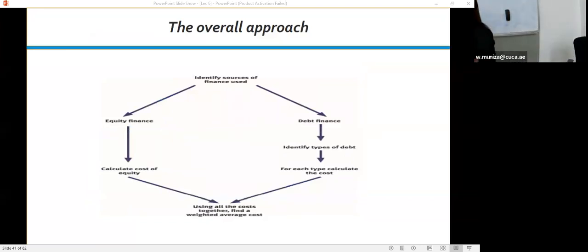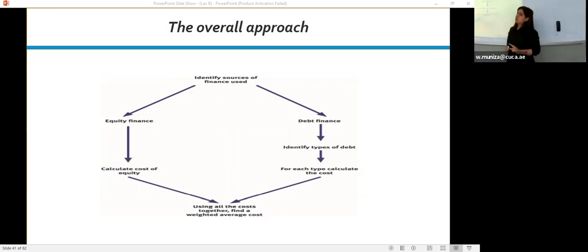Now, students, whenever in the organization you are using sources of finance, you will not be using one source of finance. You will be using debt financing. You will be using equity financing. In some cases, you will be using rights issue. In some cases, you will be using bonus issue. In some cases, you will be using new external share issue. Same is the case with debt financing too. You will be using loan notes, hybrids, convertibles, etc.